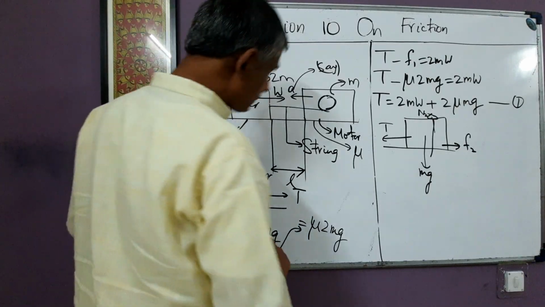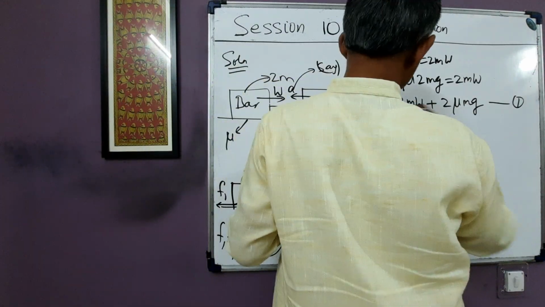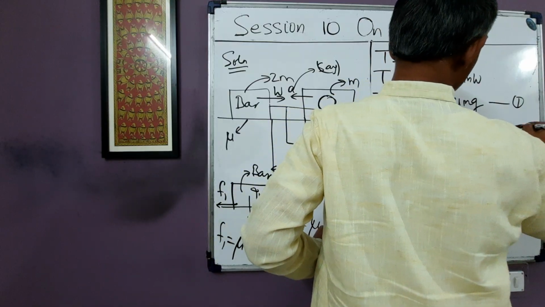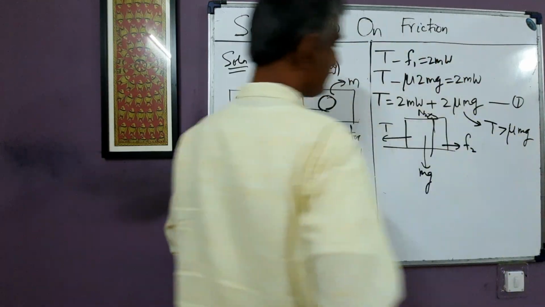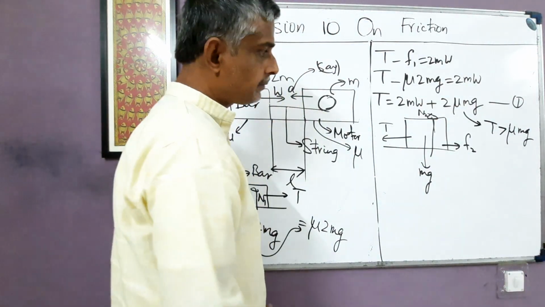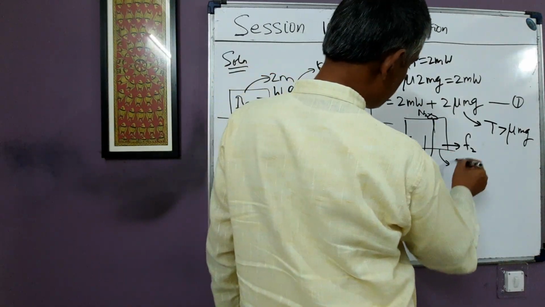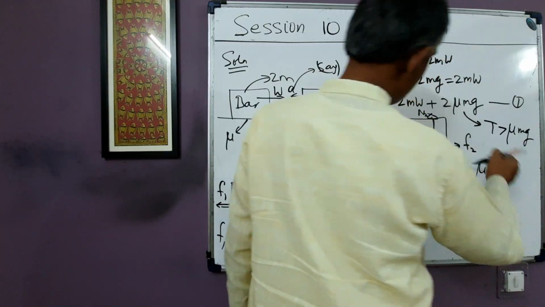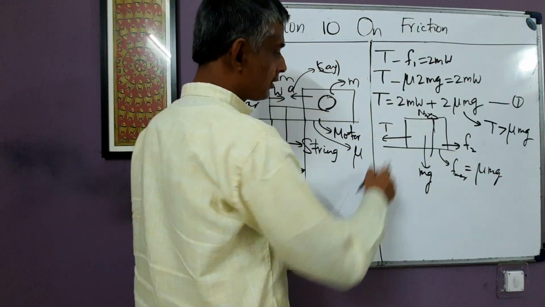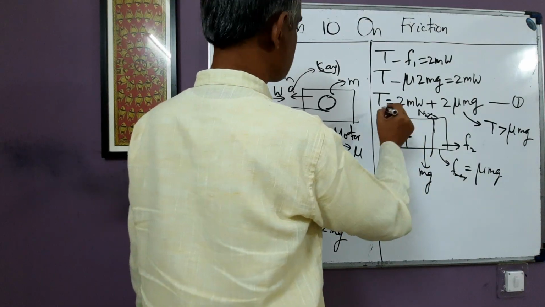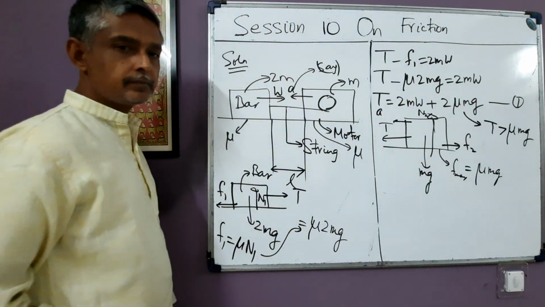Now see, from this equation you can see that T is equal to 2mw plus 2 mu mg. So T is definitely more than mu mg. Here, what is the limiting friction? F max is just mu mg, and T exceeds mu mg. So this block of mass m will also slip towards the left with some acceleration a, say, with respect to the ground.